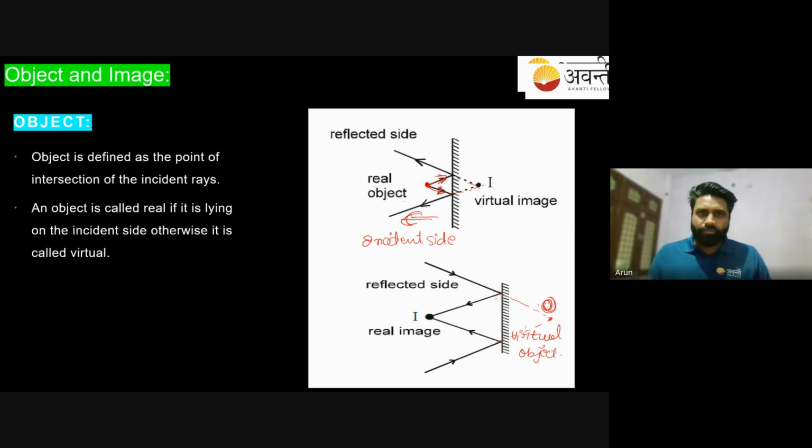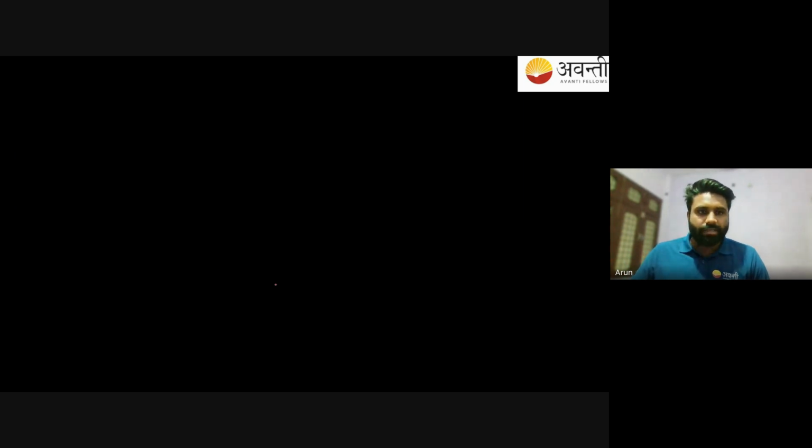So there can be two types of object. One is the point object, and another one is the extended object. We are extended objects, and if the distance between the mirror and the object is too large, then it will be considered a point object. And another thing, if the size of the mirror is too large in comparison to the object, then it is also considered a point object. And this is the extended object. So there are two types of object that we have.